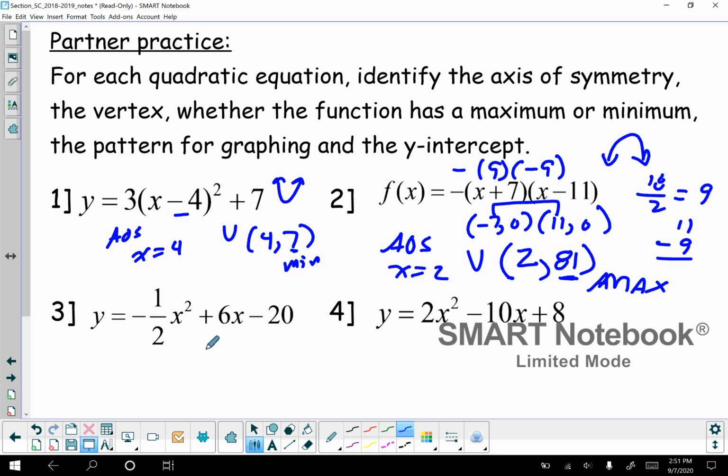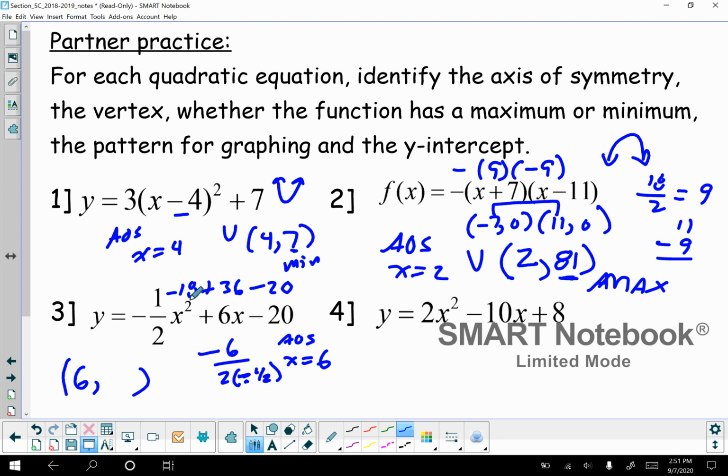All right, next one. So I get -b over 2a. I'll multiply that by -1/2. So 2 times -1/2 is -1. So it looks like I have an axis of symmetry of x equals 6. Take the 6, plug it back into your equation. So that's going to be 36. Half of 36 is -18. Remember the negative. Plus 36 minus 20. So I get 18 minus 20, which is -2. This is going to be a max because this parabola opens downward because of that negative.